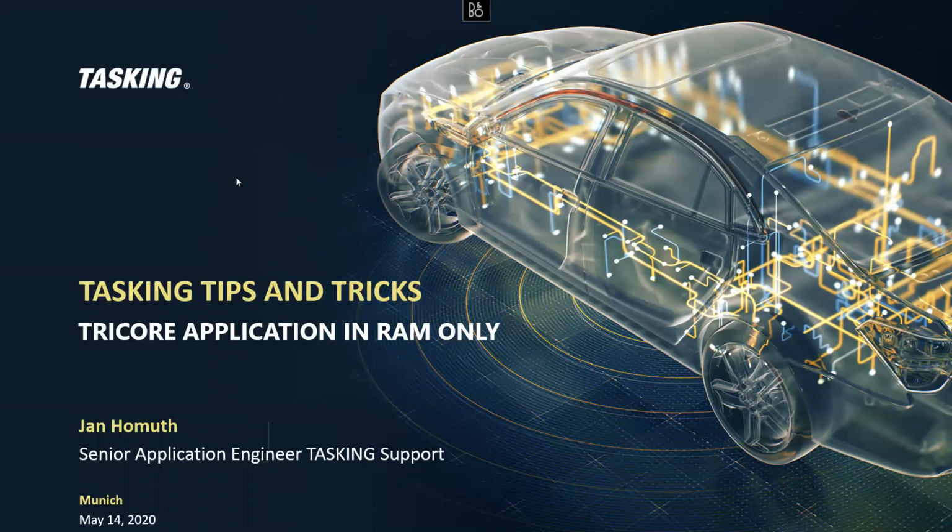Let's start with our web session today. Little hands-on about how to allocate your application in RAM completely without using your flash. Normally the Tricore and the tool chains assign everything in RAM. And today you will learn how to play some tricks to get your application into the RAM only without using any flash.